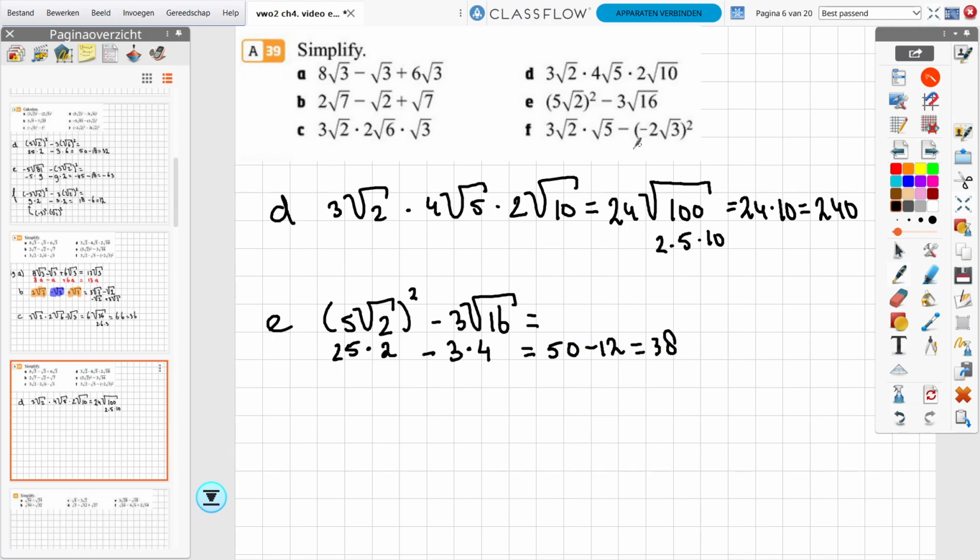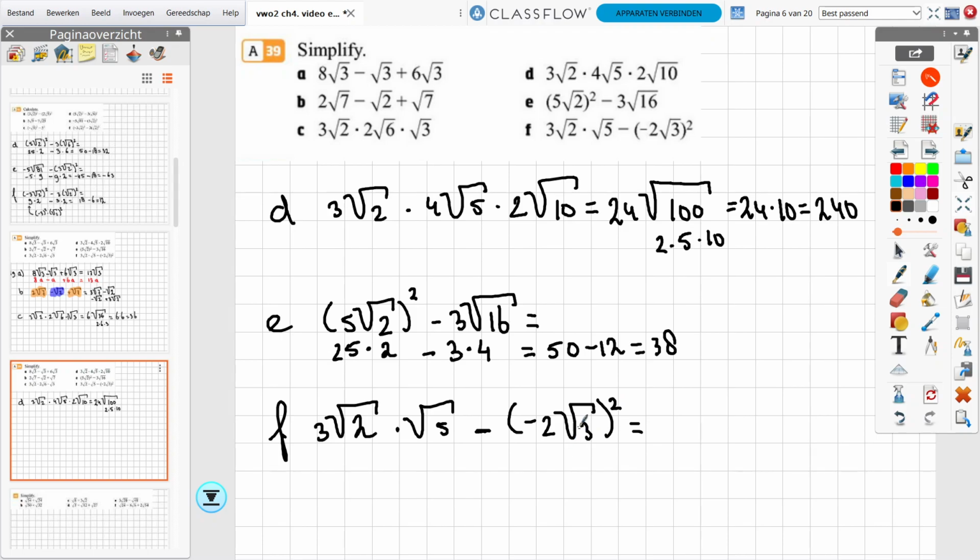Okay? This looks more like a question you could find from theory A, but it's totally fine because on the test they will also be mixed and matched. So then you don't know which theory to apply where. F. This one is going to throw everything at the kitchen wall. 3 root 2 times root 5, minus 2 squared, so we have a multiplication but also a subtraction and also a power.